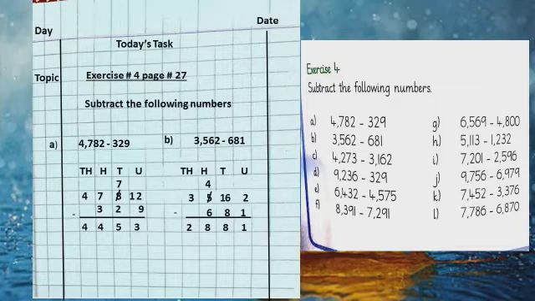Next, 4 minus 6. The top value of the hundreds column is smaller than the lower value. So we borrow 10 from the thousands column. So the hundreds column value becomes 14 and the thousands column value becomes 2. So 14 minus 6 is equal to 8. Next, thousands value 2.